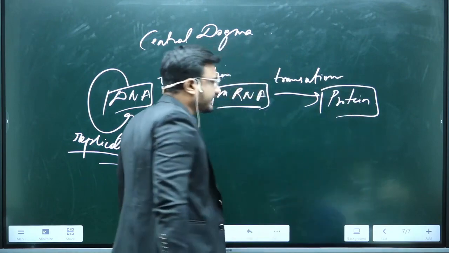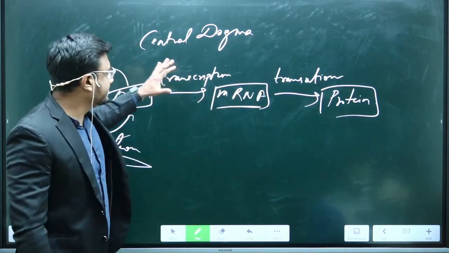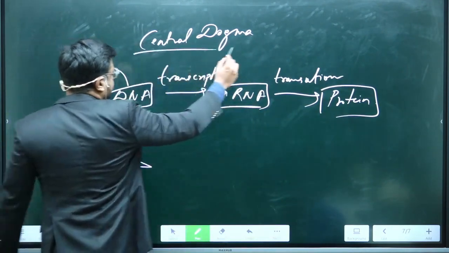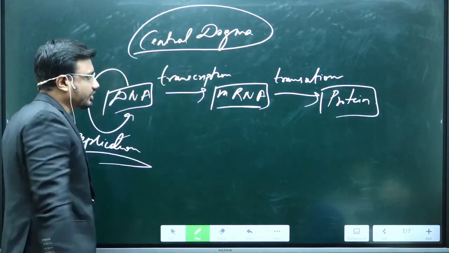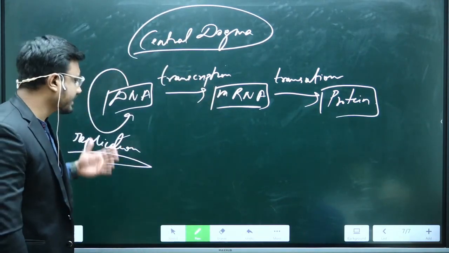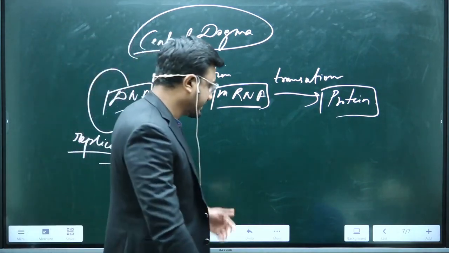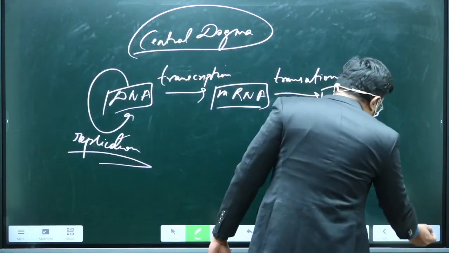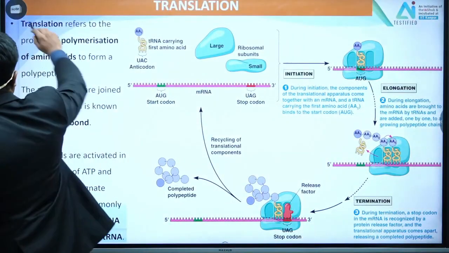So we have studied all these topics, and this process is known as the central dogma. This flowchart is very important, and it can be asked in arrange in chronological order type of questions in the exam. So now let us move ahead with our concepts in the slides.